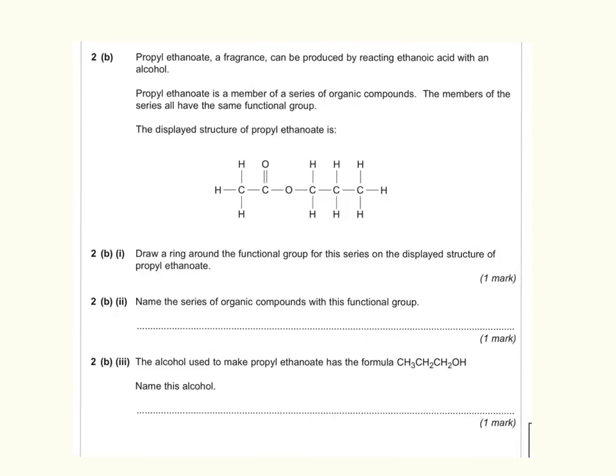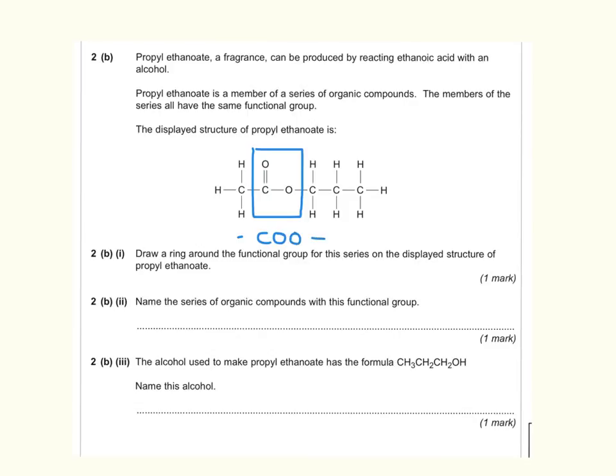Final set of questions. Propyl ethanoate, a fragrance, can be produced by reacting ethanoic acid with alcohol. Propyl ethanoate is a member of a series of organic compounds. The members of the series all have the same functional group. The displayed formula of propyl ethanoate is given here. Draw a ring around the functional group for this series on the displayed structure. So here we go. Because don't forget, this is our ester group.